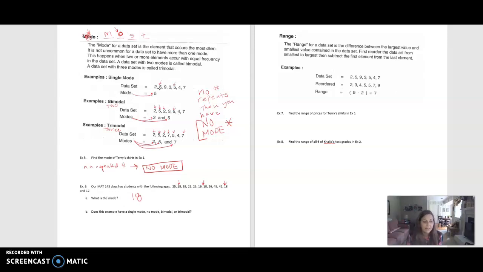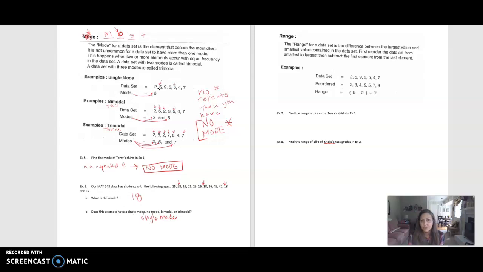Does this example have a single mode, no mode, bimodal, or trimodal? I should have put no mode, single mode, bimodal. Anyway, let me just make sure that I'm not missing anything. This has a single mode because there is one number that is most repeated, and that would be 18. It's repeated 3 times. So there's one mode for that particular set of data.